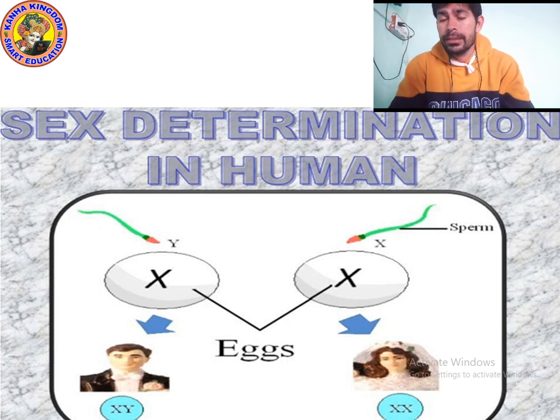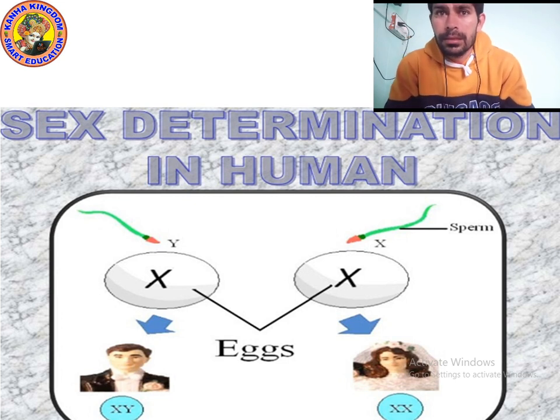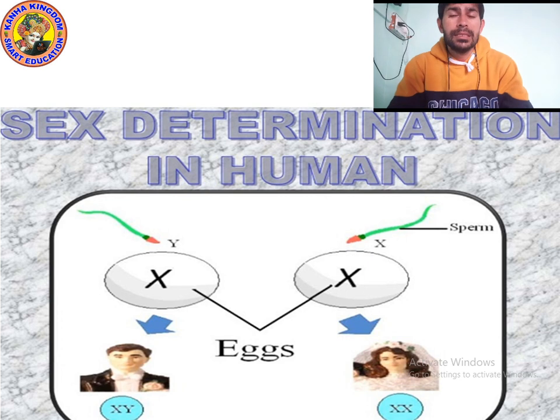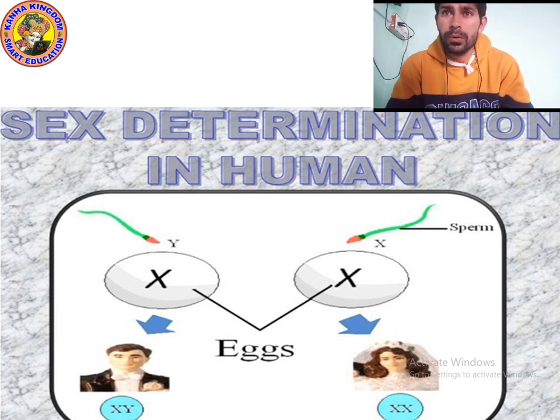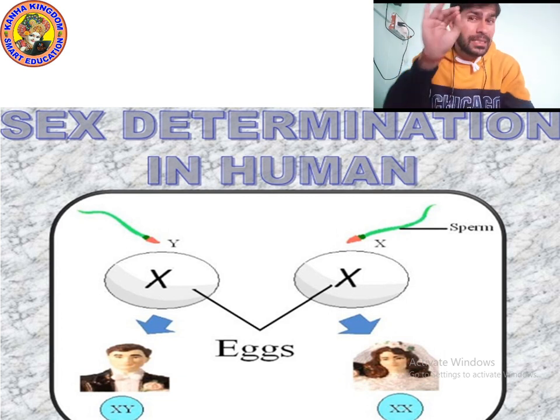Chromosomes actually inside the fertilized egg, or you can say zygote, contain the instruction for determining the sex of the baby. This instruction is present in thread-like structures, which are called chromosomes. These chromosomes are present inside the nucleus of every cell.